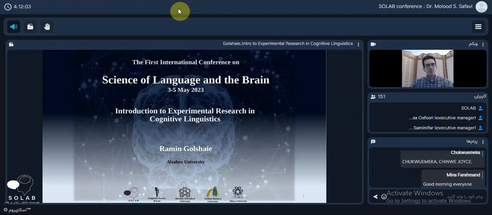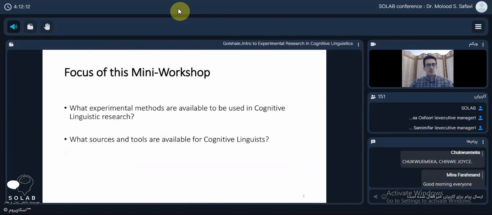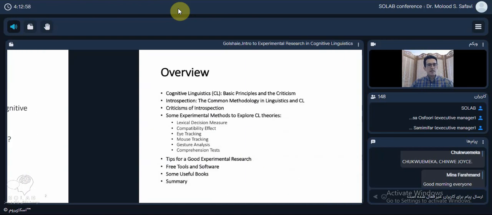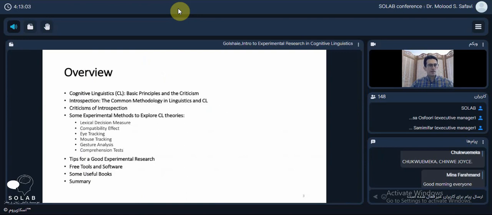And I'm going to talk about experimental research in cognitive linguistics. I will be focusing on just two issues in this mini workshop, and they are the experimental methods that are available to cognitive linguists. I'm going to review or introduce them, and also the sources and tools that are available for cognitive linguists. So this mini workshop is not actually about designing experiments or data analysis or statistical tests or so on. So these are the main themes of this mini workshop. So let's have a look at the overview of my presentation.